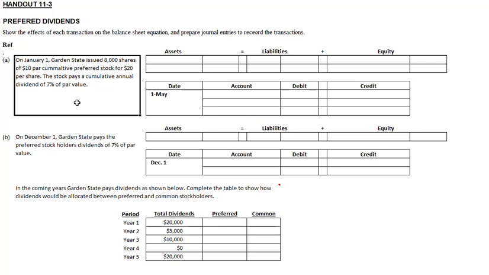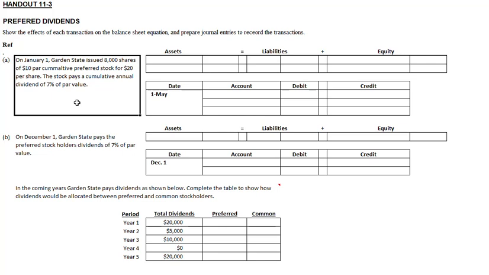There's cumulative and non-cumulative. Cumulative preferred stock means that preferred stockholders receive their dividend in any particular year, plus any dividends in arrears. Those are dividends that the company didn't pay in prior years before common stockholders can receive their dividends. So let's go ahead and take a look at our journal entries.